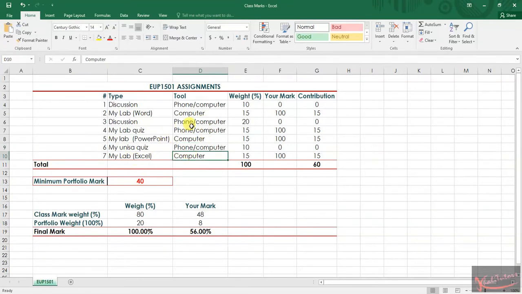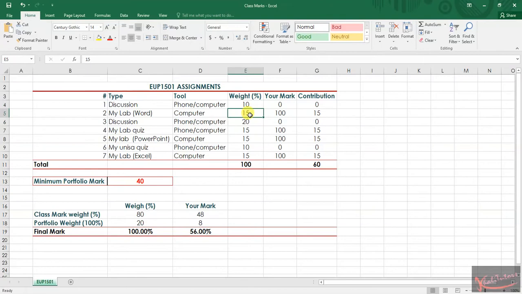The assignments that require you to use a computer are assignment 2, 5, and 7. As much as it is possible to access Excel files using a smartphone, there are features that you cannot access when you're using your smartphone. The application that is designed for these assignments is actually the desktop version.